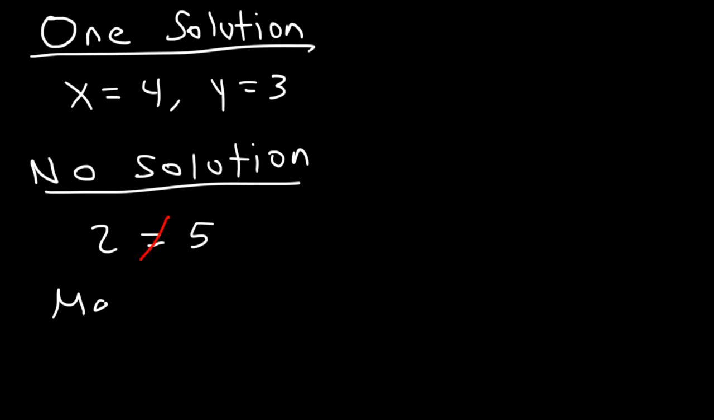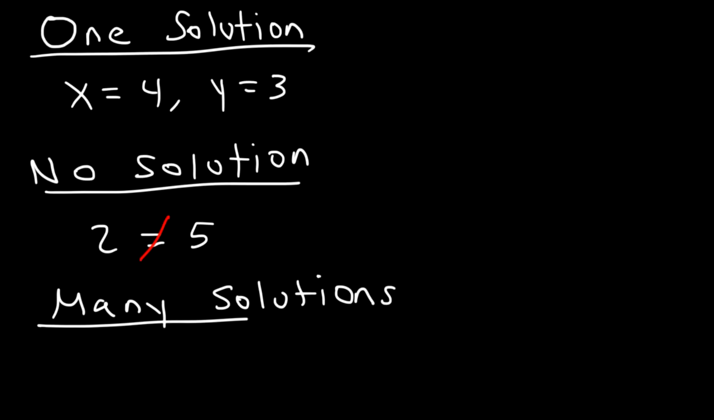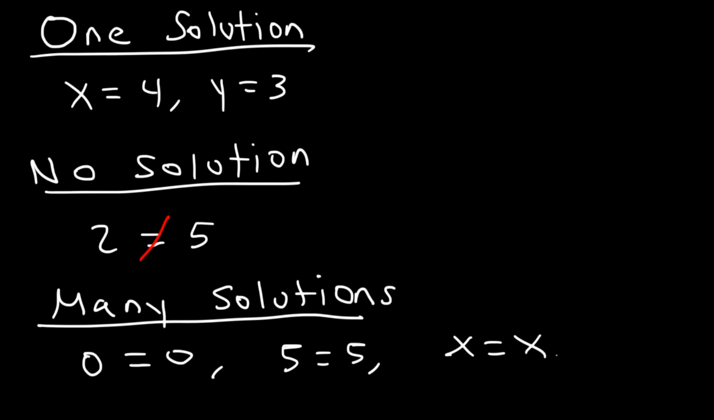Now what about many solutions? How does that look whenever you solve a system of two equations? If you get something that looks like this, 0 equals 0, 5 equals 5, or x equals x, if the two sides are exactly the same, then it's many solutions. But if you get x equals a number rather than itself, it's one solution. So that's how you can distinguish between these three categories.